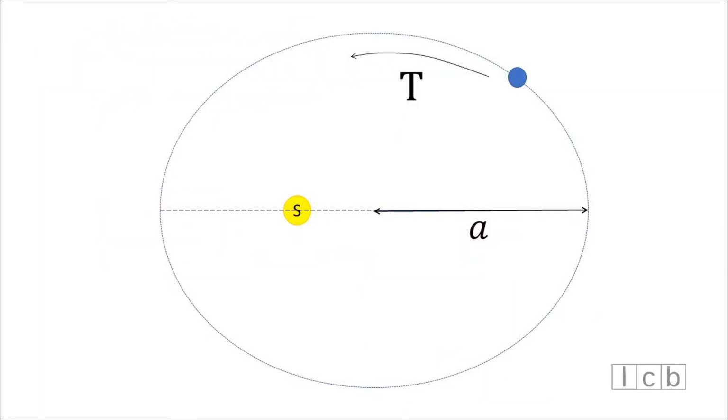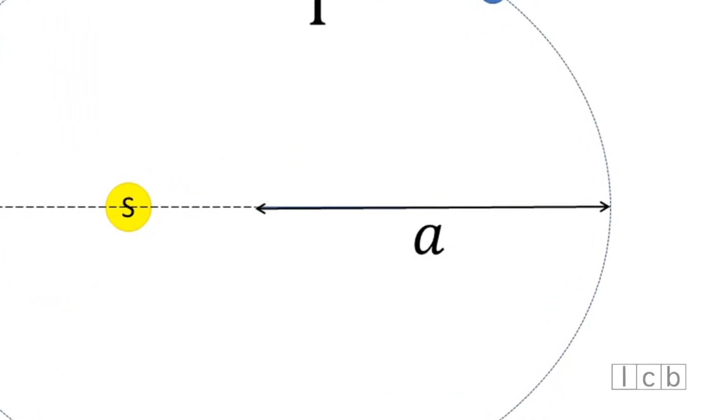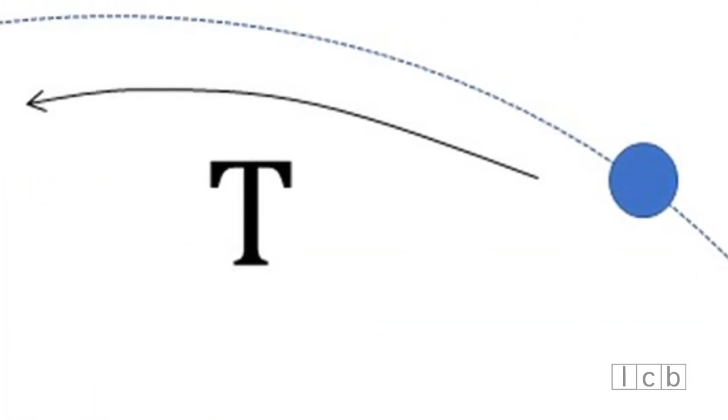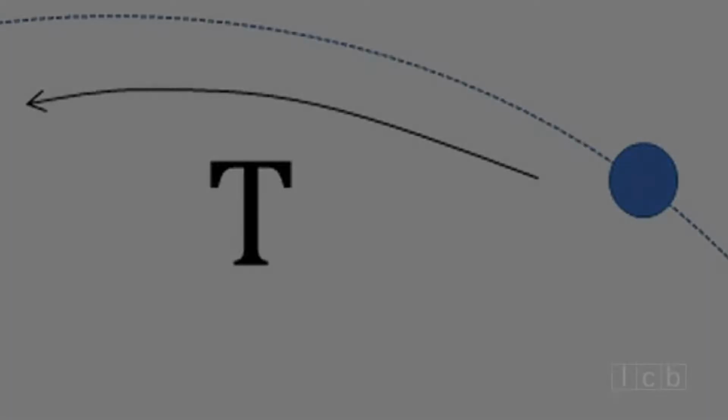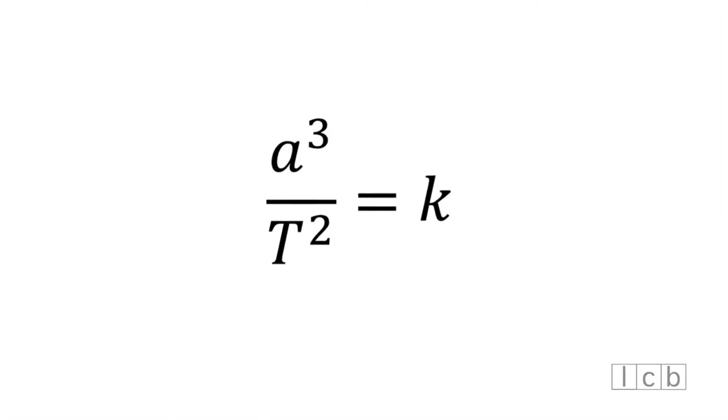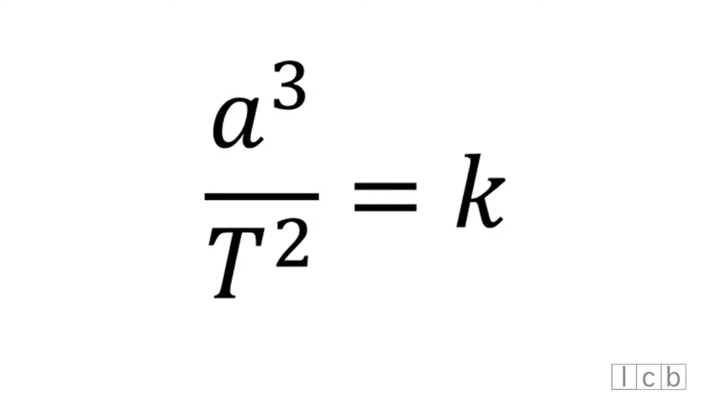The third law of Kepler consists in a universal proportionality between two magnitudes that characterize the orbital motion of a planet: the semi-major axis of the ellipse traveled by the planet, and the period of time that it takes to complete it. Precisely, the proportionality is the one between the cube of the semi-axis and the square of the period. That is, a cubed divided by t squared is equal to a constant.